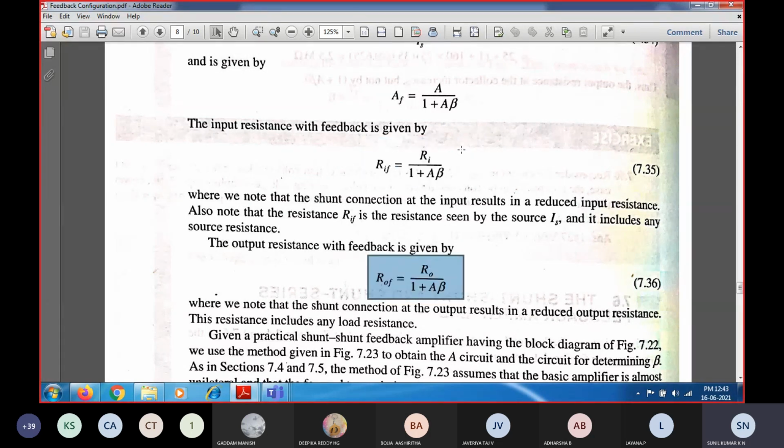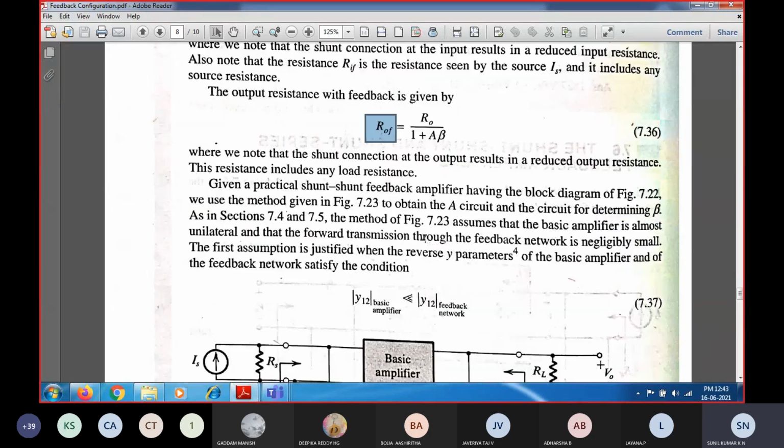On employing the negative feedback, you can see the input resistance is reduced by a factor of 1 plus A beta. At the same time, output resistance is also reduced by 1 plus A beta. So input and output resistance both are reduced if you employ negative feedback for the transresistance amplifier.